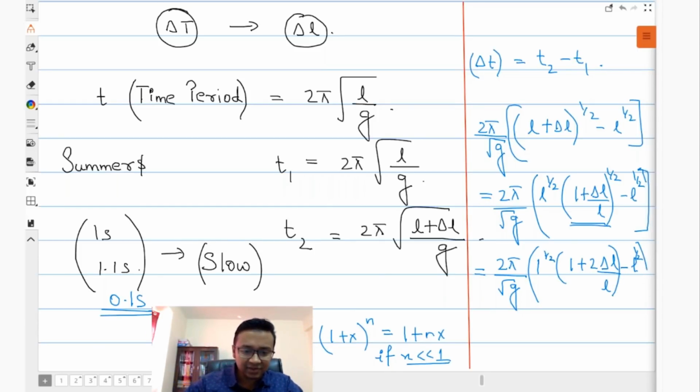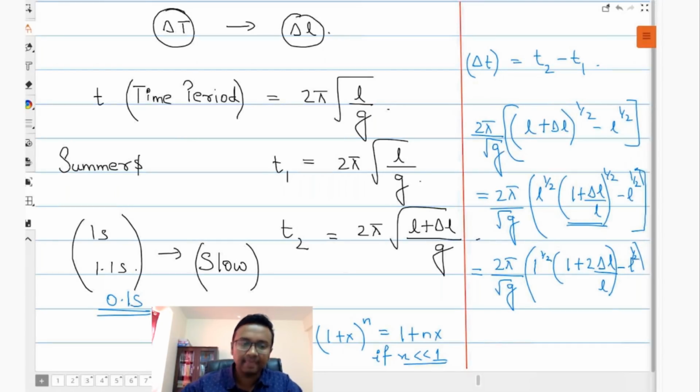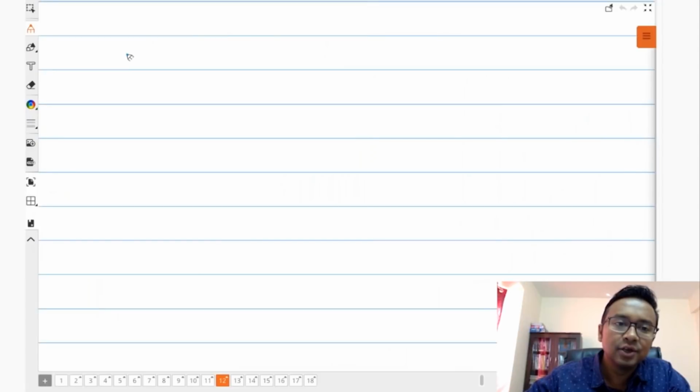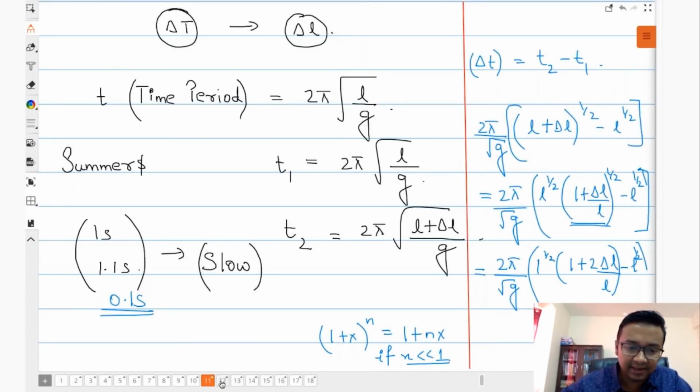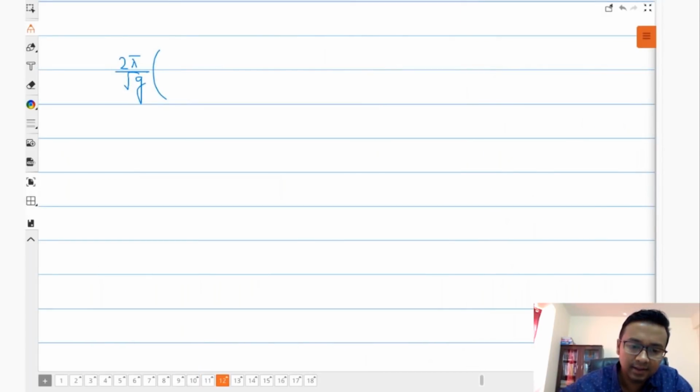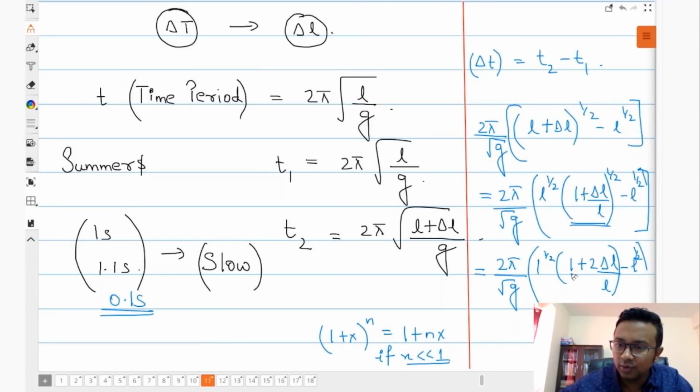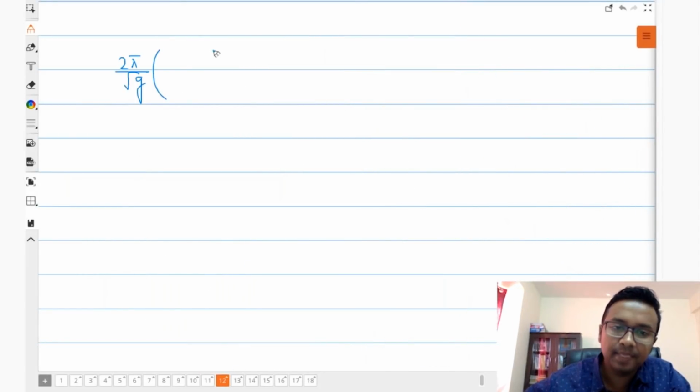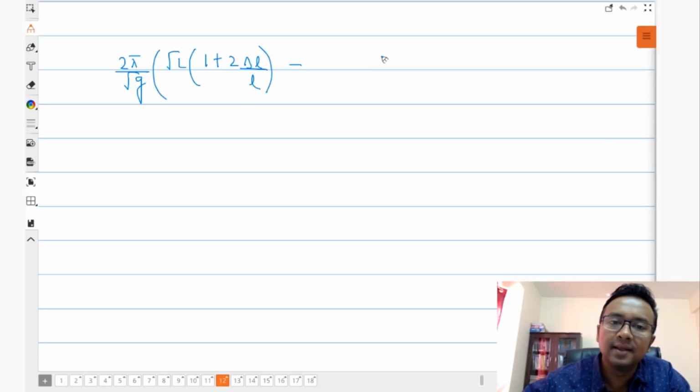Clear. So we'll take this result to the next page, students. So we get something as 2 pi root G into, what do we get here? I think that's pretty simple, and we are going to get nothing but root L into (1 plus 1 by 2 times delta L by L) minus root of L. Clear?